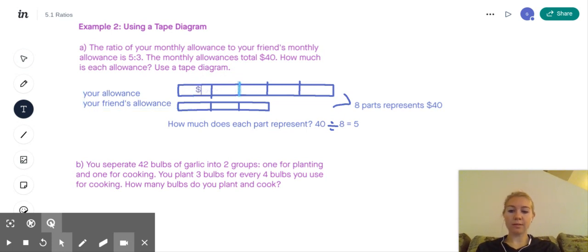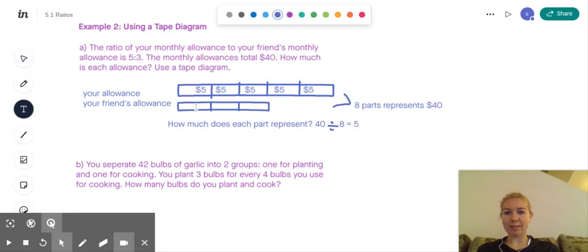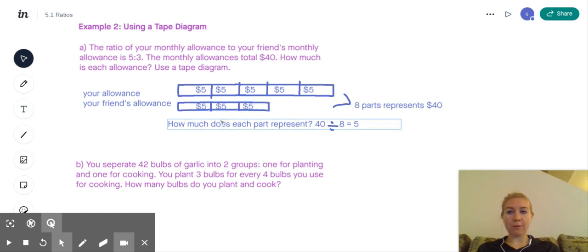So that means this part is $5. This one is $5, $5, $5, $5. Oops, it just made me go to the next line. $5. And that means this part is $5, $5, $5. So let's make sure that's a total of $40. So 5, 10, 15, 20, 25, 30, 35, 40. Oh, okay, perfect. So each part is really $5.